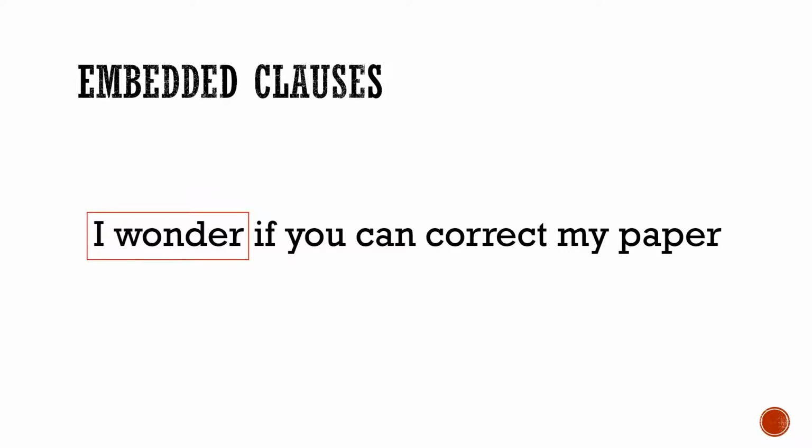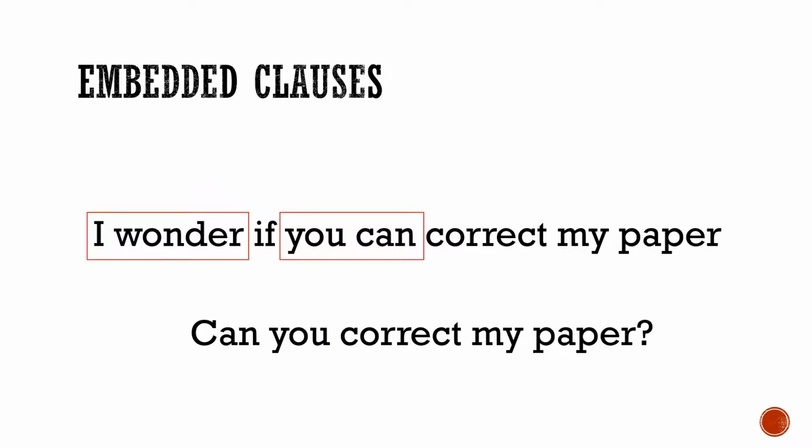This is the first clause. This is the second clause. Notice the change in word order from the original indirect question. This is not a question anymore. "Can you" is a question, whereas "you can" is not a question. This is something that takes a long time for learners of English to master.